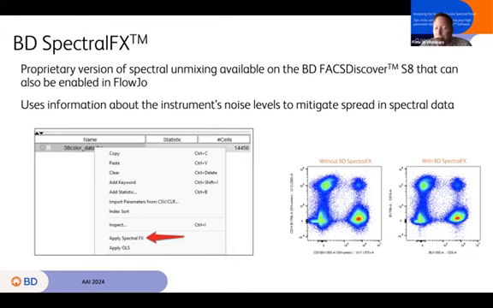In FlowJo, if you right click on the file, you can just hit the apply spectral effects button. It'll use the keywords to create a new matrix for you. And then you've got the spectral effects in your unmixing of your data. It's quick and easy, and it's one right click away. So I do recommend that one as opposed to the optimize button.